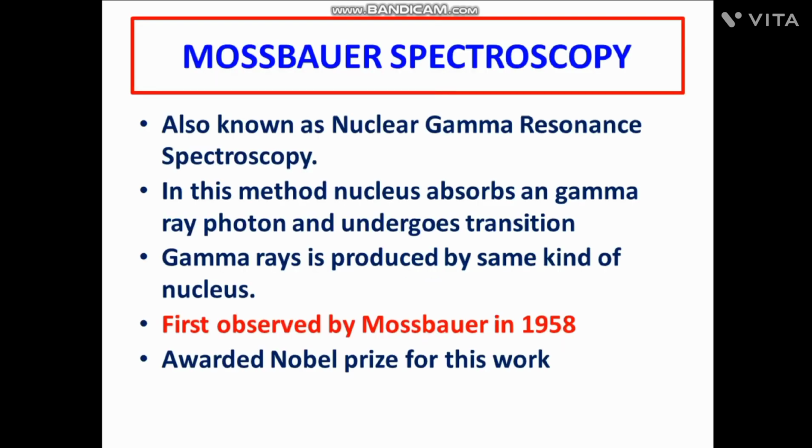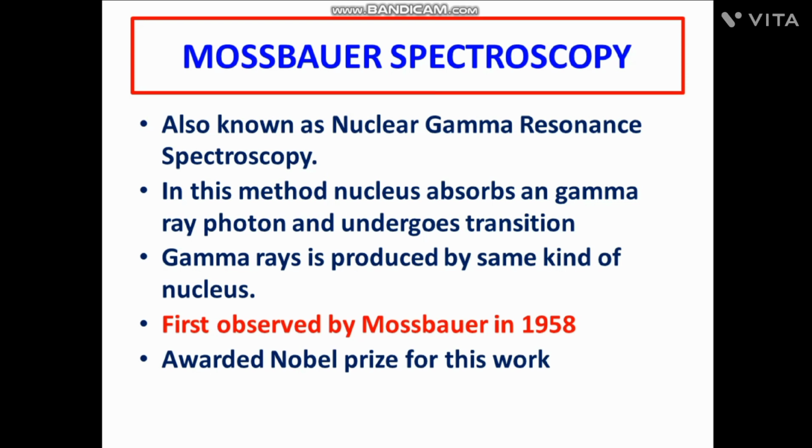Mossbauer spectroscopy is based on the absorption of gamma rays. In this case, both the absorber and the emitter of the gamma rays will be of the same kind of nucleus. The absorber is the one under study. It's a material of the element, and the emitter will be a pure element of the same kind. This effect was first observed by Mossbauer in 1958. He was awarded the Nobel Prize for this work also.